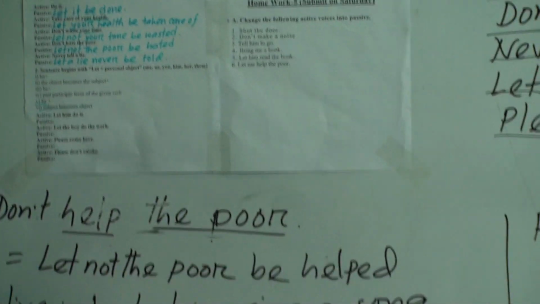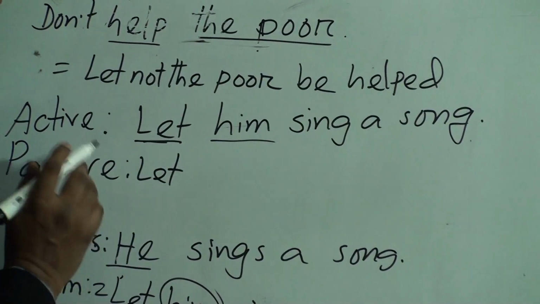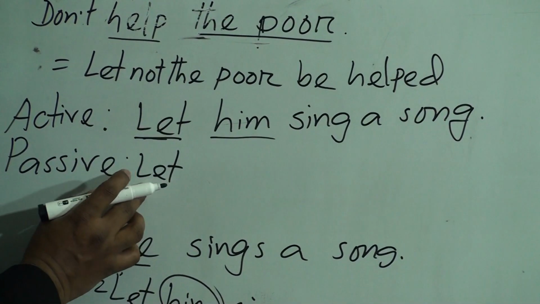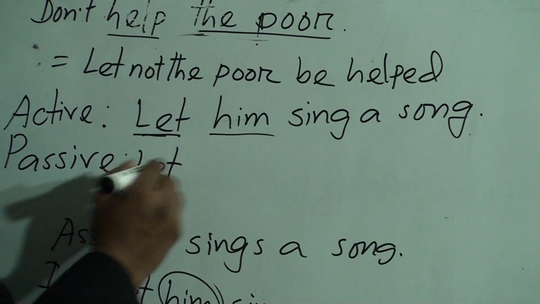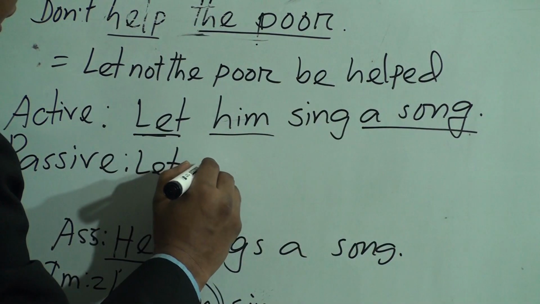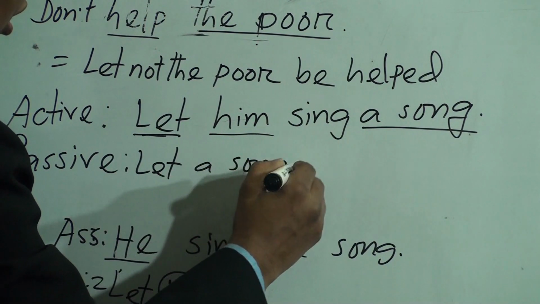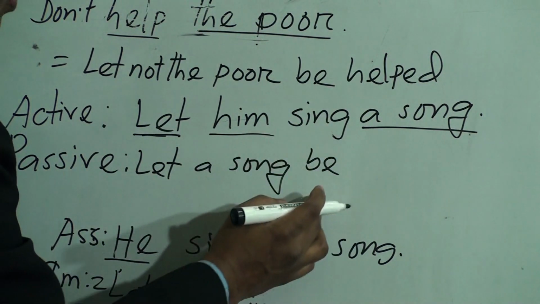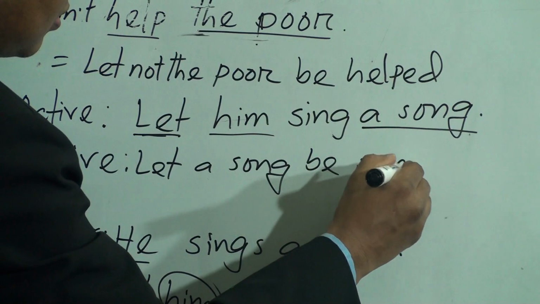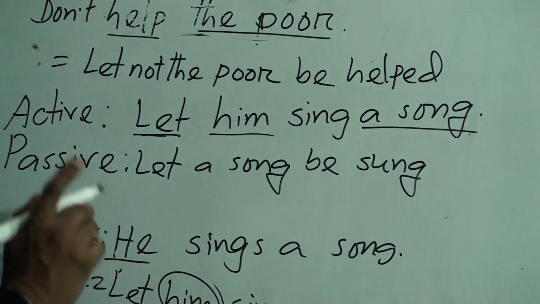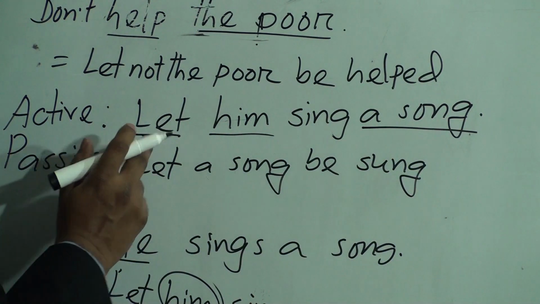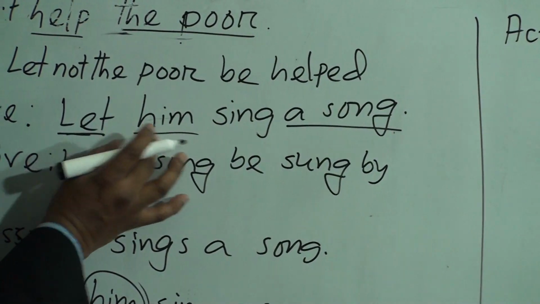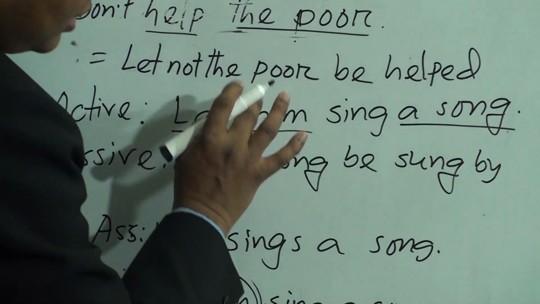Let him do the work. If a sentence starts with let, you do not need to add another let. Then it will be let. One let is given, no problem. One let. Then the object becomes the subject. Let a song, and then be and the past participle of the main verb sing, sang, sung. Then we have to put by. If a sentence starts with let, we have to put by. Then the subject becomes the object. This is the subject, but it's the objective form. Him will be him.